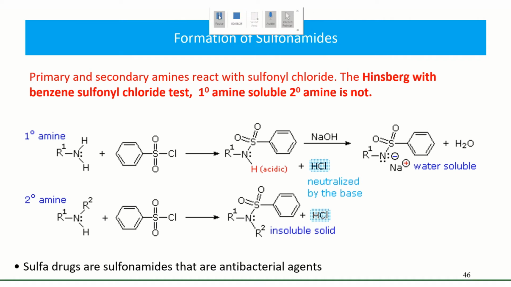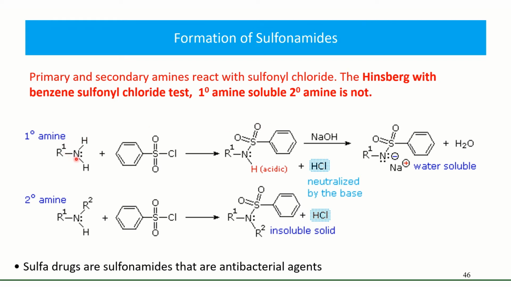This is an interesting reaction. These are the sulfonamides, and all we have to do is react the amine with sulfonyl chloride. It's a very simple way to make these sulfonamides. The benzyl sulfonyl chlorides will react to form these sulfonamides. So let's have a look at exactly what happens.